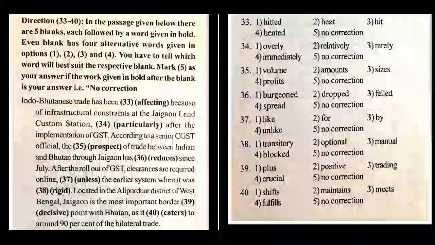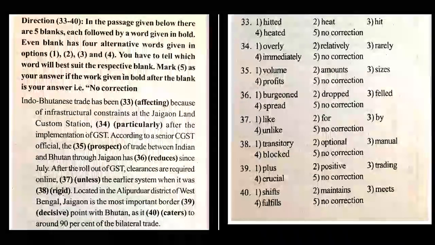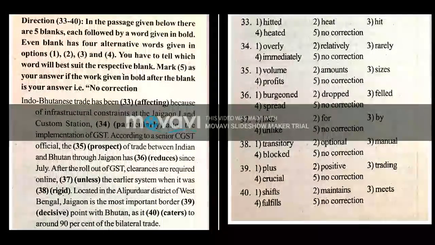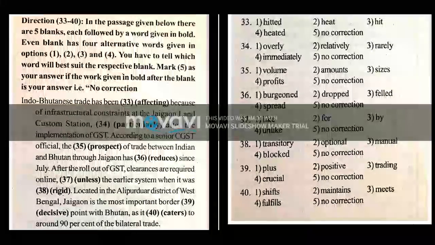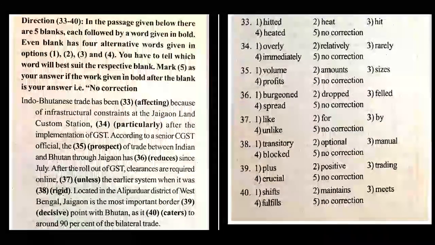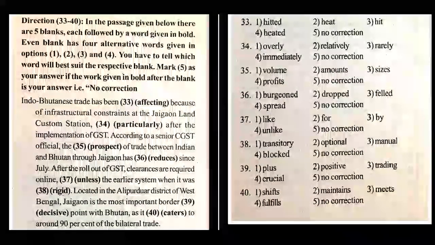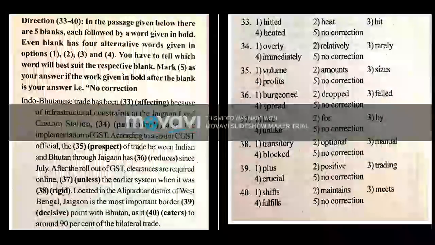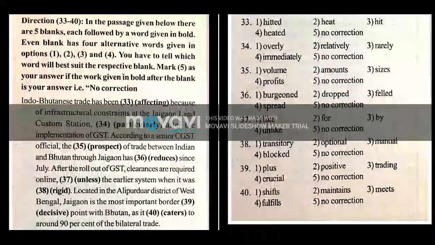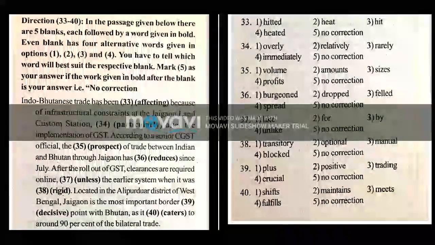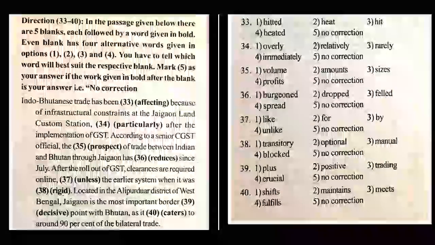Unless is eliminated from this angle. And now we have question number 37. Option number 5 is eliminated. Like is eliminated because we use like when we want to say that two things are similar. And for and by are eliminated because these two words carry different meanings which the context in the passage does not require. So read the sentence again.